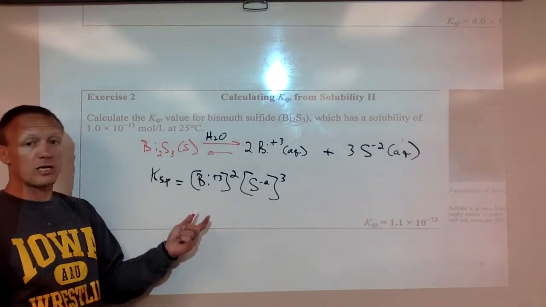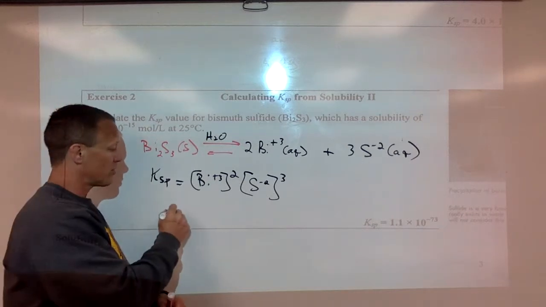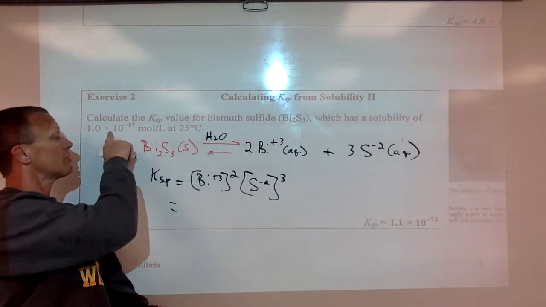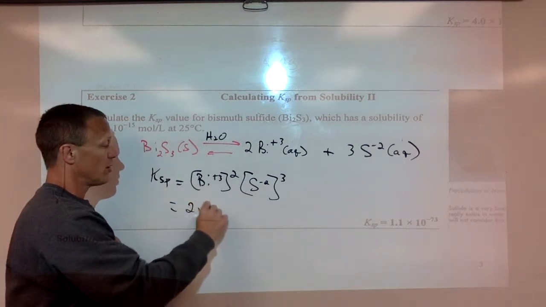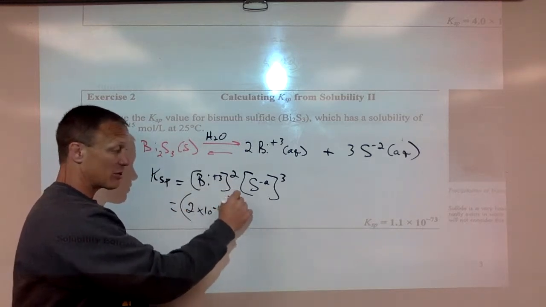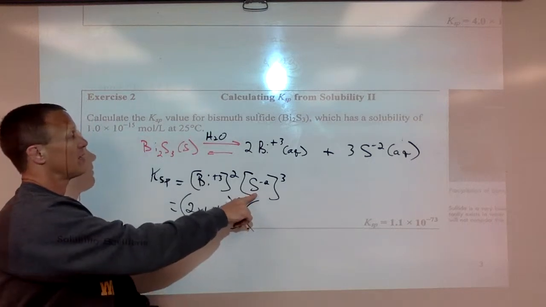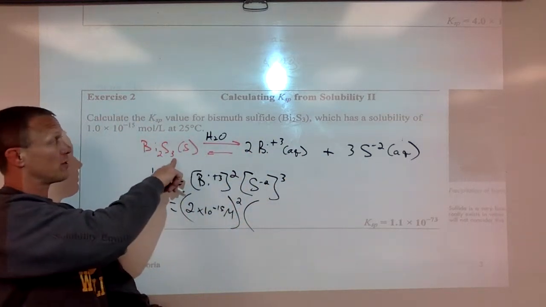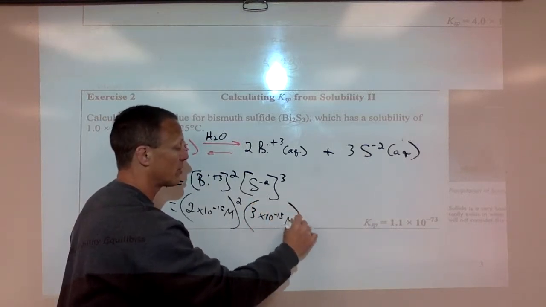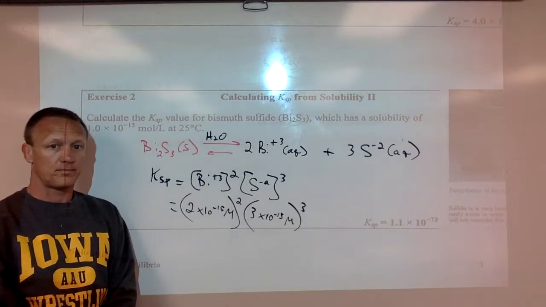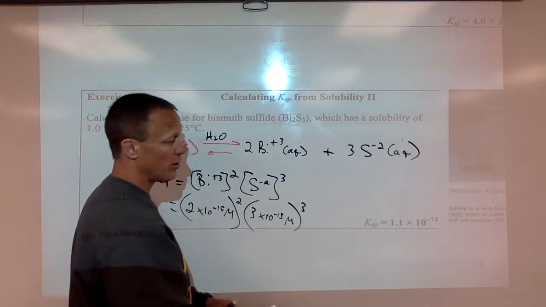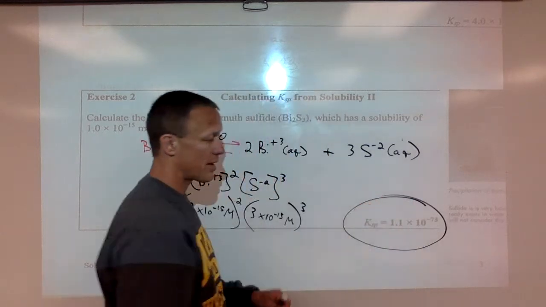So if we want to plug into our KSP expression, we can figure out the KSP. So KSP equals bismuth concentration, again, will be double what this concentration is. So it's going to be 2 times 10 to the negative 15th molar. That needs to be squared. Times S negative 2 concentration will be 3 times what this was dissolved. So 3 times 10 to the negative 15th molar. And that needs to be cubed. So take this squared times this cubed. We get a really, really small KSP.